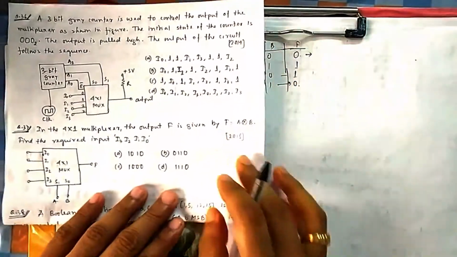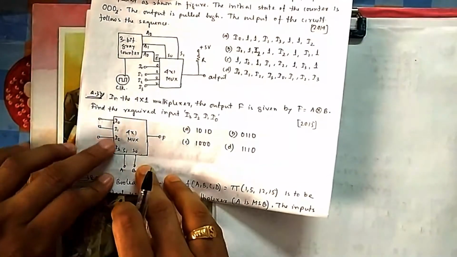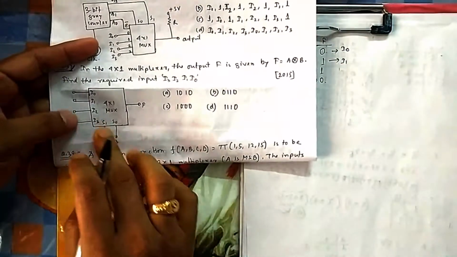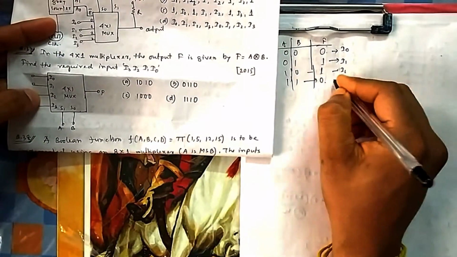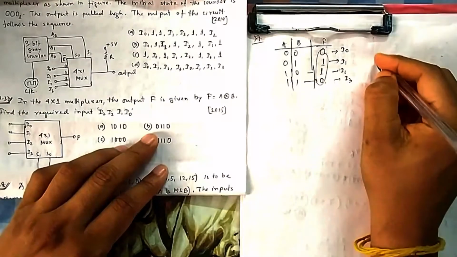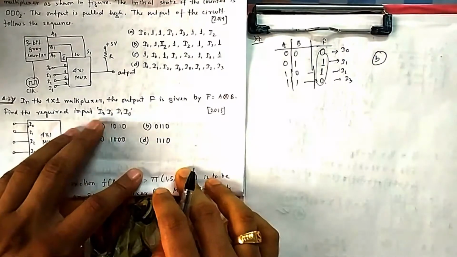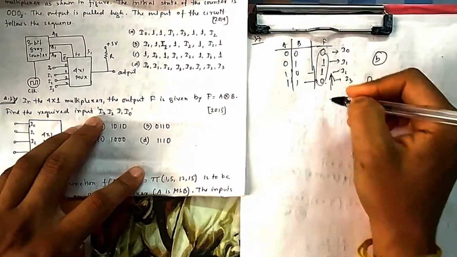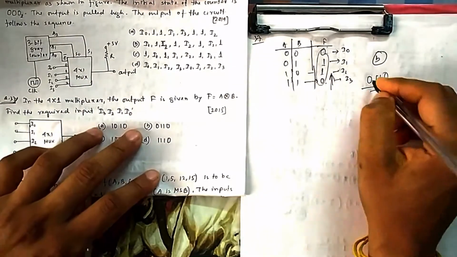So 0 0 means which one will be selected in the mux? If it is 0 0, then I0 will be selected, so I0 should be 0. If it is 0 1, then which one will be selected? I1, so it should be 1. If it is 1 0, then which one will be selected? The second one, I2, and then I3. So your sequence should be 0 1 1 0, that is option B. Sorry, I3. So 0 1 1 0, you write from this one, I3, I2, I1, I0. It is symmetrical, 0 1 1 0. Anyway, it will give you B.